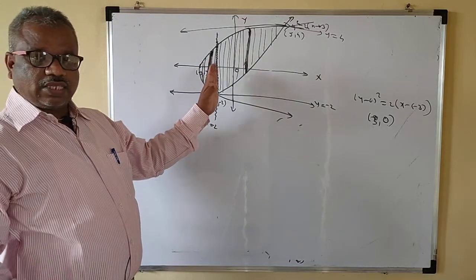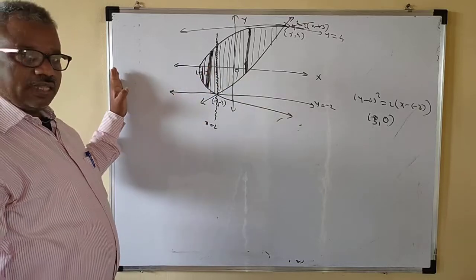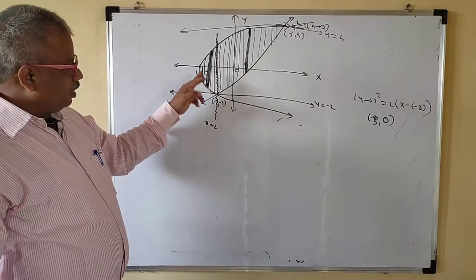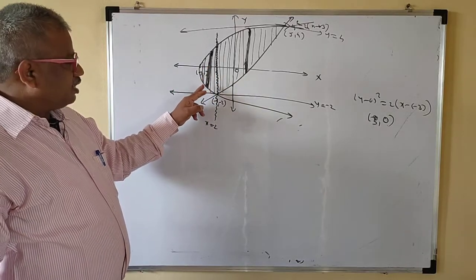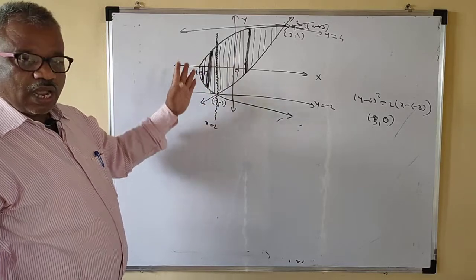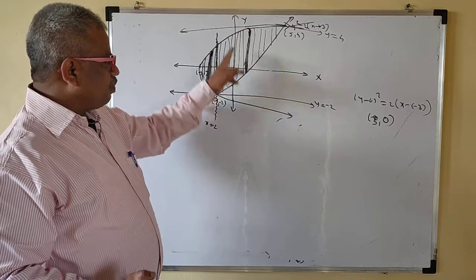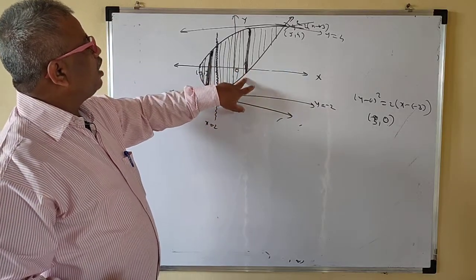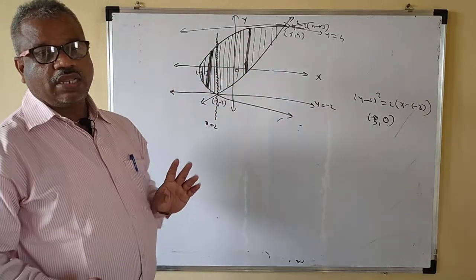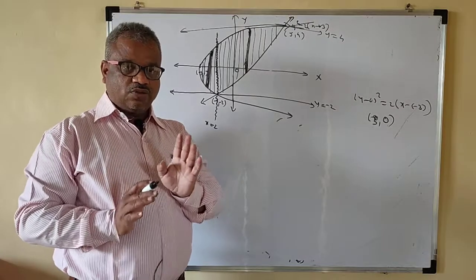So for x less than minus 2, your strip parallel to the y axis will be what? Parabola to parabola. And to the right of the line x is equal to minus 2, your strip parallel to the y axis is what? From line to parabola. That means your region of integration is divided into two parts.